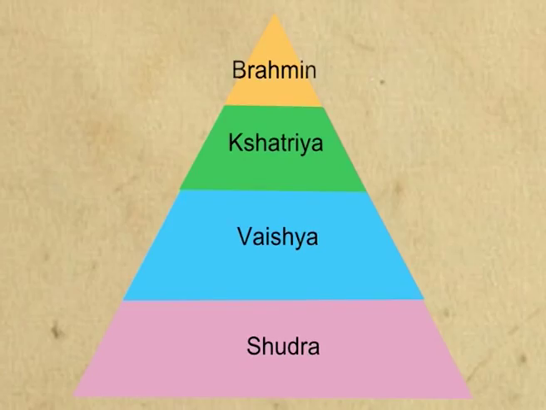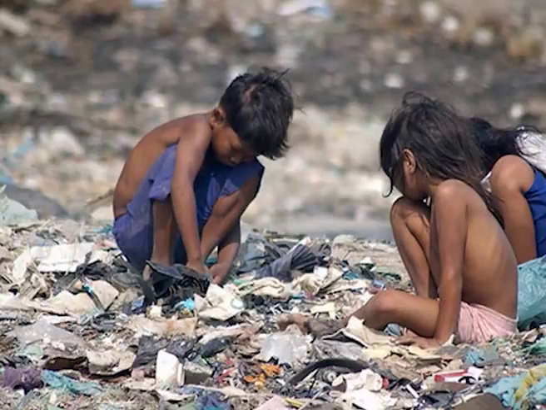Apart from these four Varnas, another section was there which was considered lowest of them all. They were untouchables, the outcasts. Because they were not considered part of any of the said four Varnas, these untouchables were there to perform such occupations that were considered unclean and polluting, such as scavenging and skinning dead animals. These were the most discriminated and exploited ones. All the four Varnas maintained distance from them. And it was considered a sin, even if a shadow of an outcast fell on anyone.